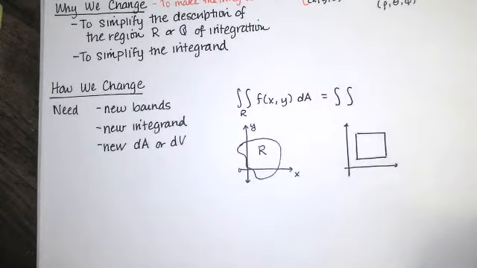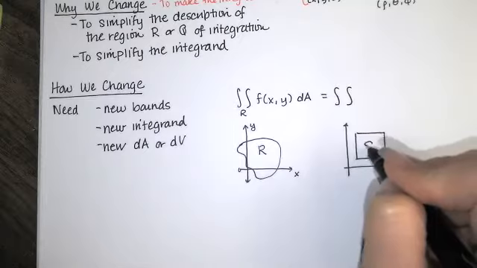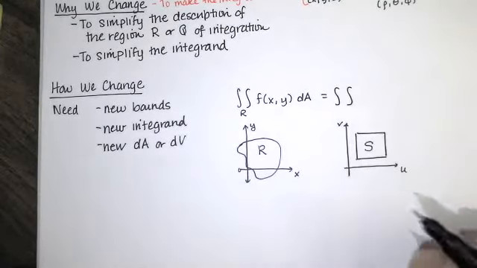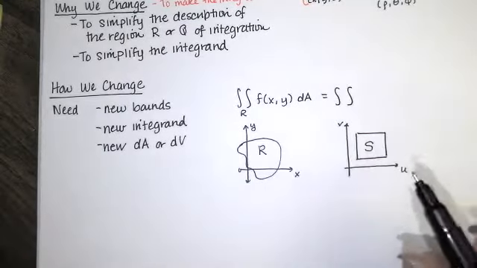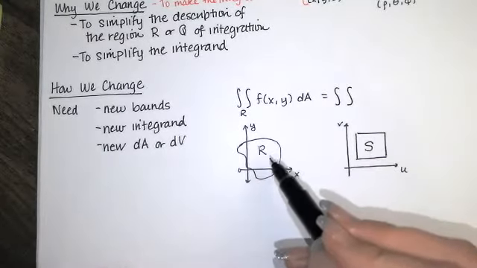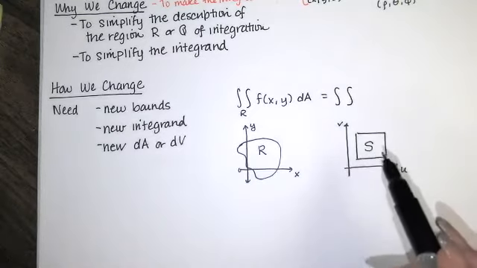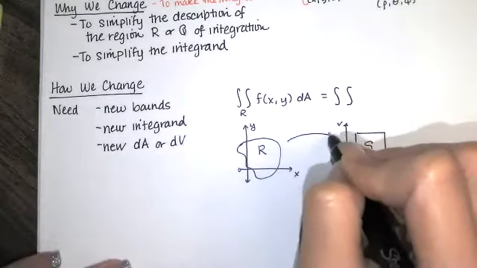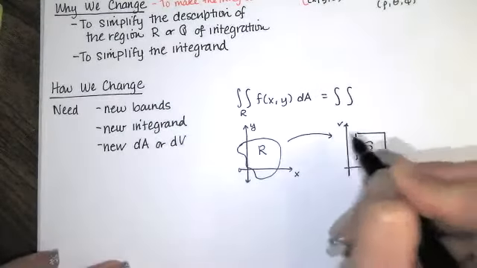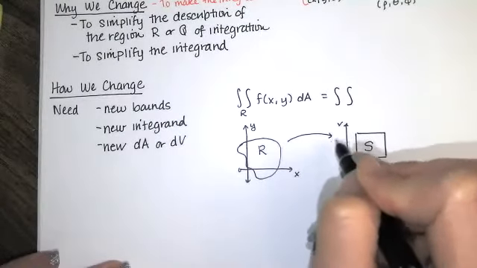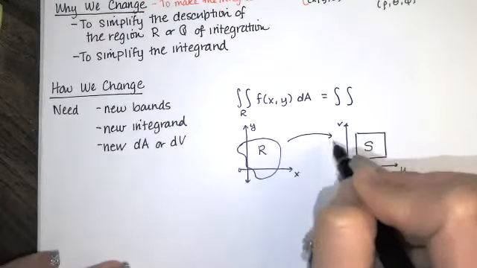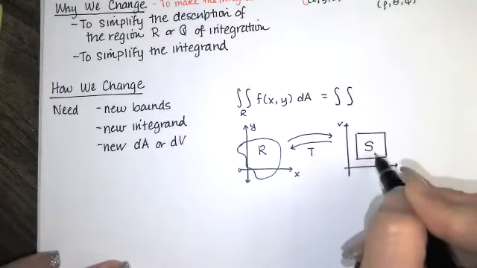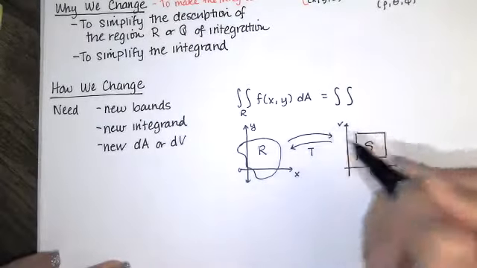Maybe it becomes a rectangle, something like that. That often happens in these problems. A rectangle S in the UV plane. Now this has to be a one-to-one transformation. That means every XY over here has to correspond to exactly one UV over here. Our book actually uses, well, I don't know if it's our book, a different book uses a transformation T to go from UV to X and Y.